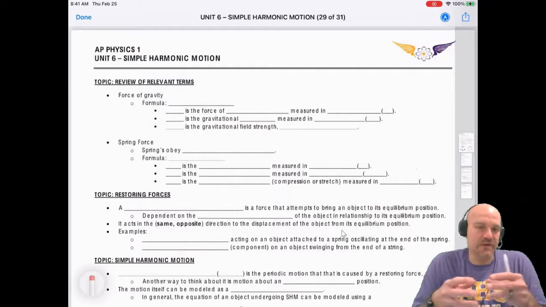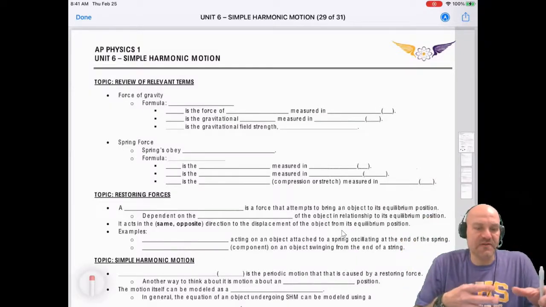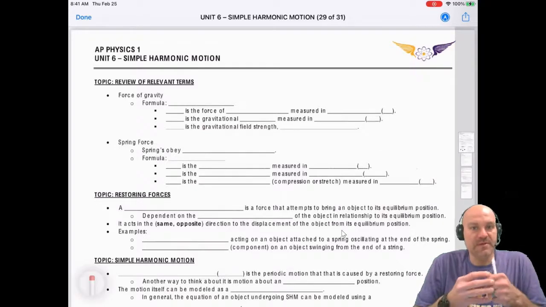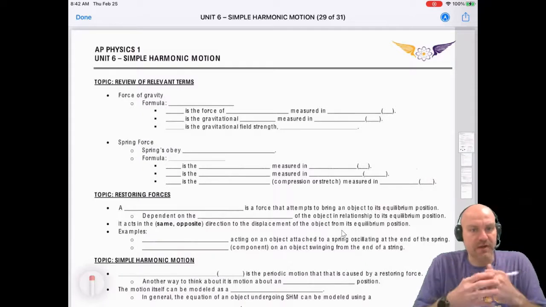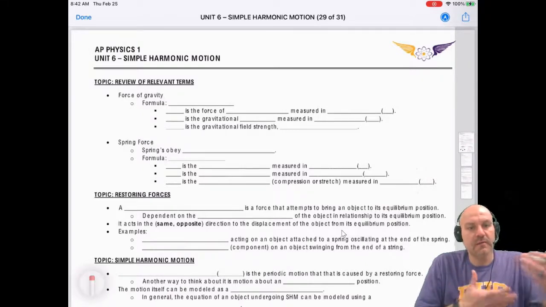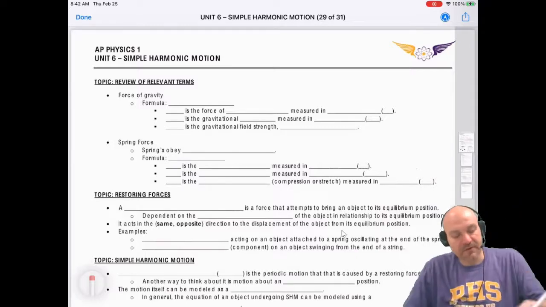And so over these next couple of videos, we're just going to really talk about some basic terms. What is simple harmonic motion? We're going to look at the mass spring system. We're going to look at pendulums, and then we're going to bring it all together at the end. We'll talk about energy. Okay, so this first video is really going to focus on just some terms, right? And we're going to review two relevant terms, but then we're also going to introduce a third term called the restoring force.